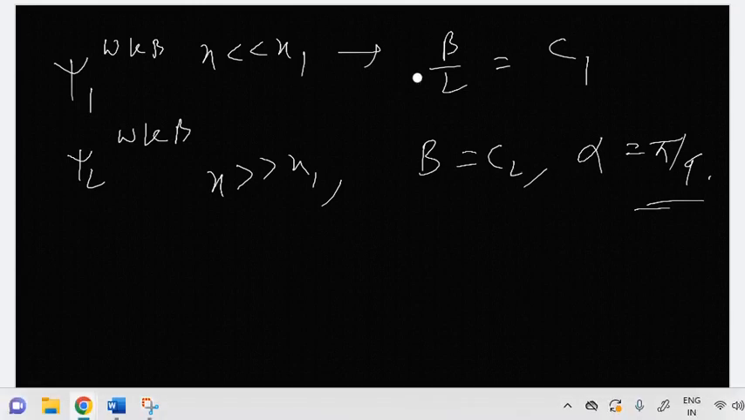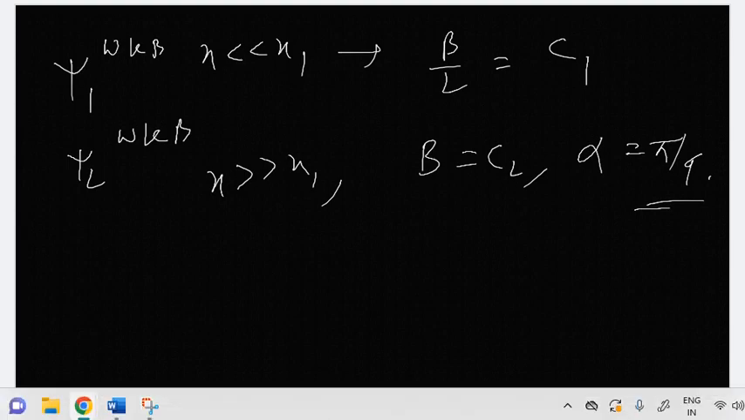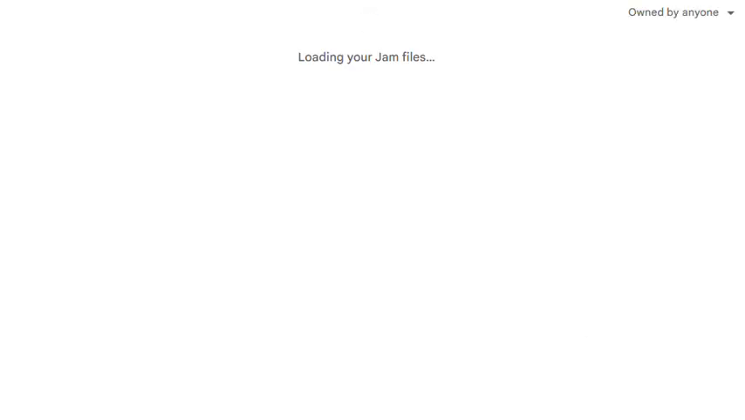Now you can connect all of these. So if you compare, okay, I have to take a new slide.